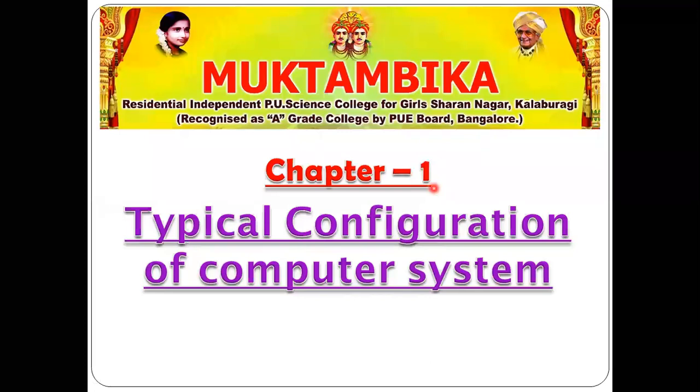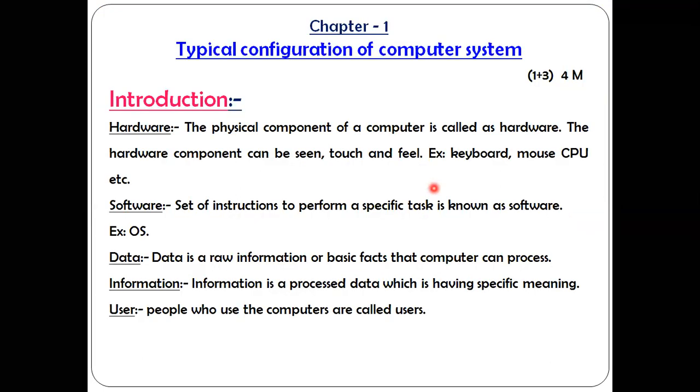In today's session, we will be discussing the first chapter, chapter number 1, that is typical configuration of a computer system. Before this, we have given the syllabus introduction and blueprint. How many marks will come from each and every chapter, the detailed things we have discussed in our previous session. So here today I'm going to give you just an introduction about the first chapter, typical configuration of a computer system. So have a look at here.